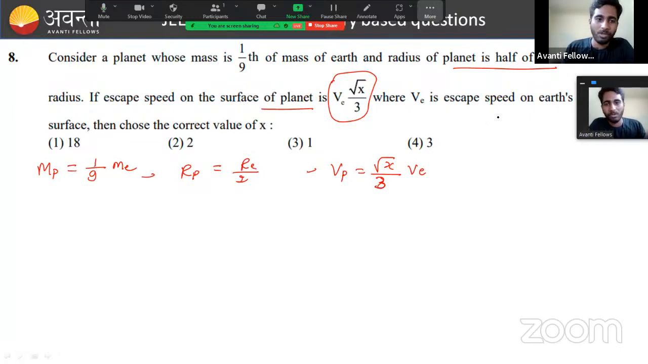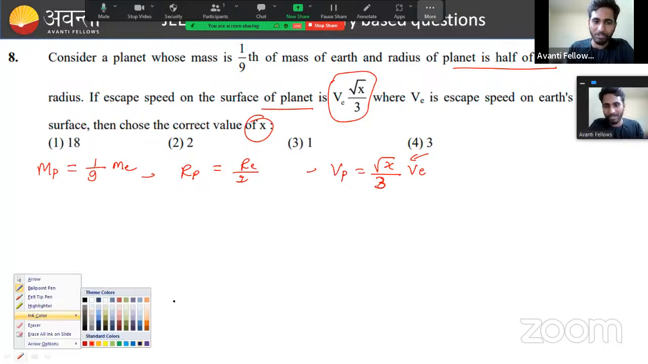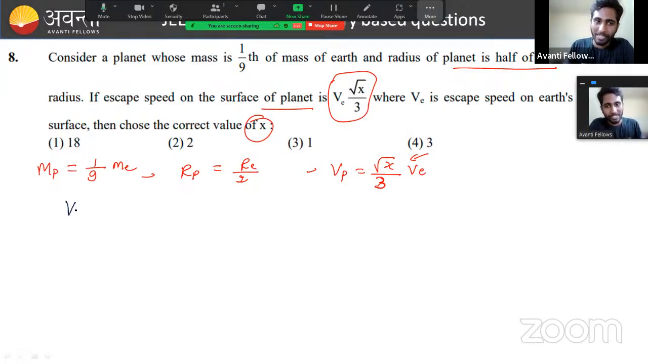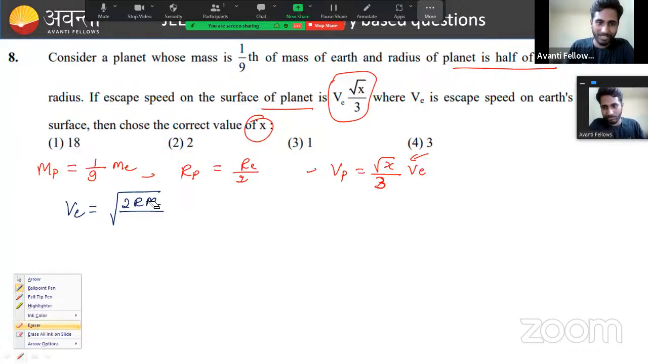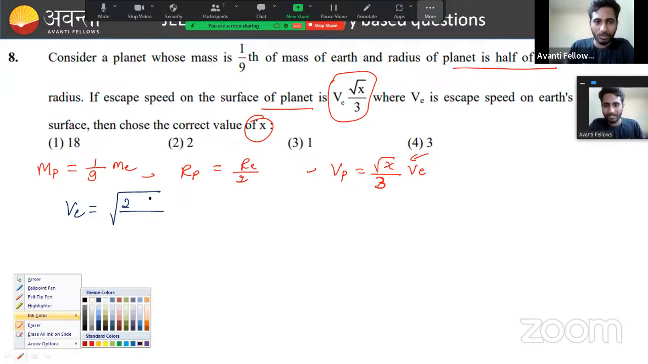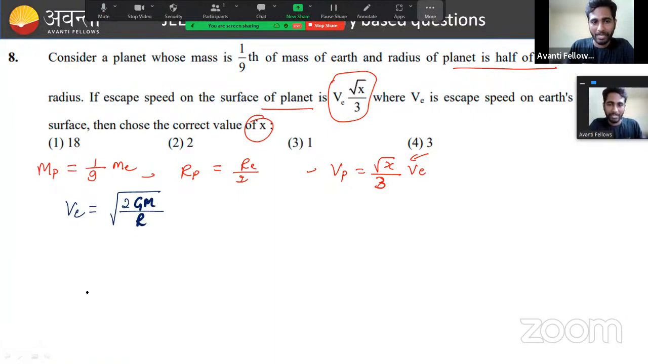Now we have to calculate the value of x. What is this value of x we have to calculate? Before that, you have to know the value of escaping velocity, or else you couldn't find it. Escaping velocity will be equal to under root of 2GM by R. This is valid for all the planets. Keep it in mind.